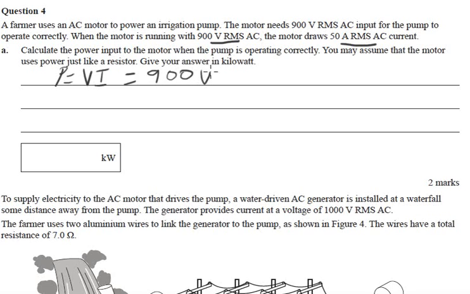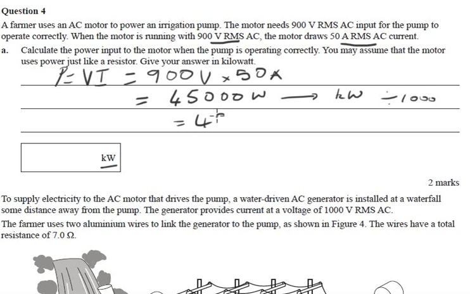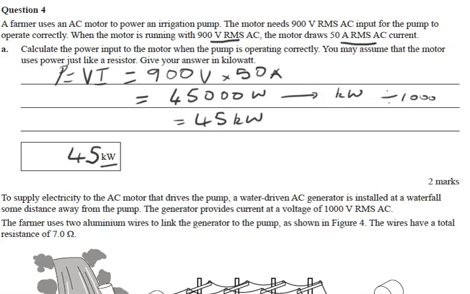So this is just 900 volts times 50 amps, which gives 45,000 watts. And they want their answer in kilowatts. So to go from watts to kilowatts, we divide by 1,000. Divide that by 1,000, we get 45 kilowatts. Right, part B.